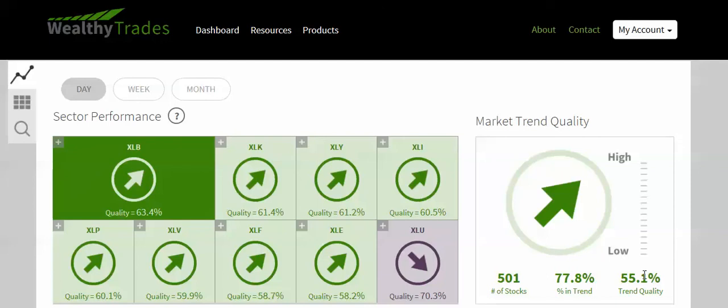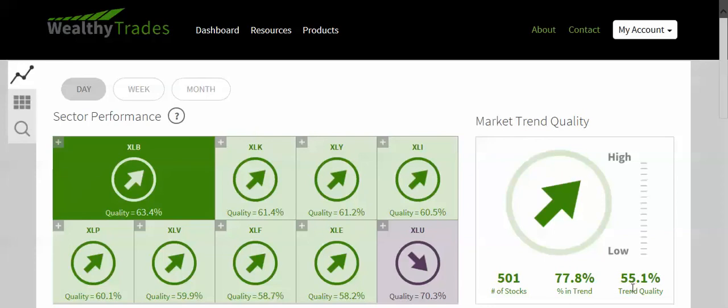So let me recap. Step number one, I need to get a bias. That bias is either bullish, bearish, or neutral. I start with the Wealthy Trades dashboard. My eyes go right to the market trend quality. And as I see, I need to have a bullish bias. But should I just blindly buy stocks? No, I should make sure that that current uptrend is a quality uptrend for the upcoming day, week, or month. I do that by the trend quality score.